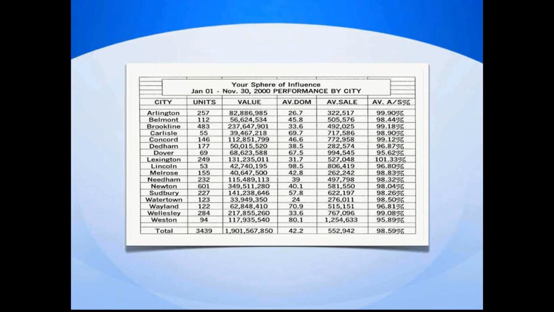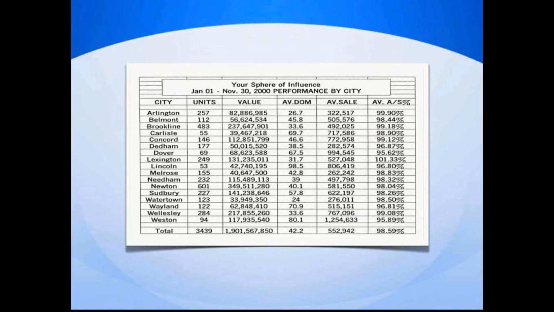But then you go down to Brookline, and you've got almost twice as many transactions, 483 transactions. Look at the value, $237 million of real estate. Average days on the market, 33.6, and the average sales price is $492,000. So you may decide Brookline is a much better target market than Arlington because there's twice as many sales. The average sales price is $492 versus 322, and days on the market, not that much different. It's 33 versus 26.